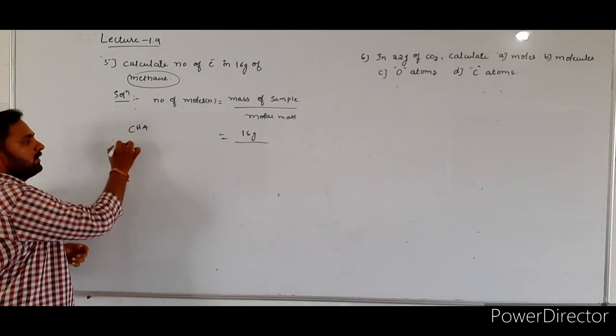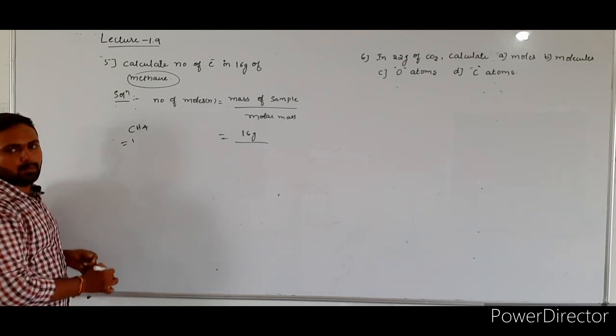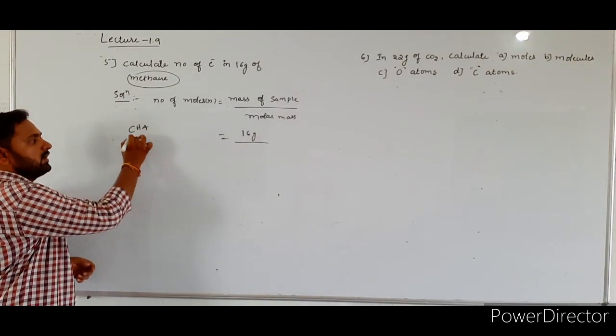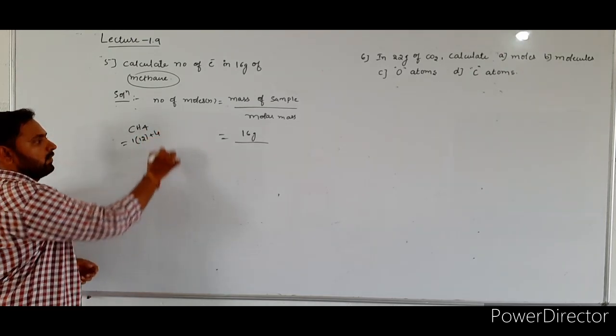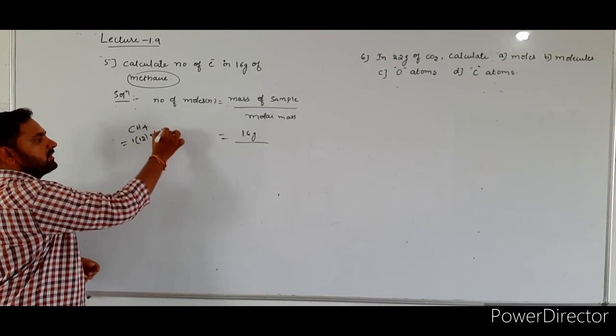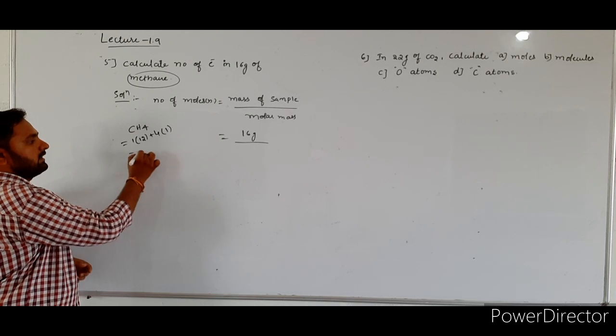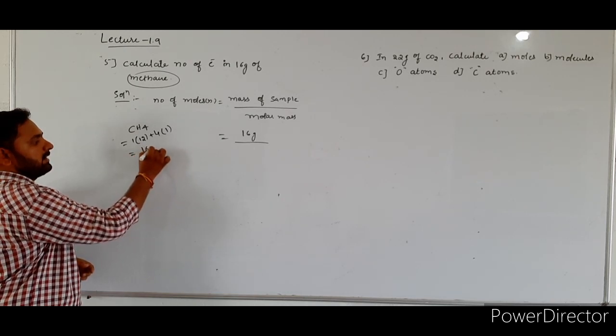Now you calculate the molar mass. How many carbon atoms are there? 1. What is the atomic mass of 1 carbon? 12. Plus, how many hydrogens are there? 4. What is the atomic mass of 1 hydrogen? 1. You will get 16 gram per mole.